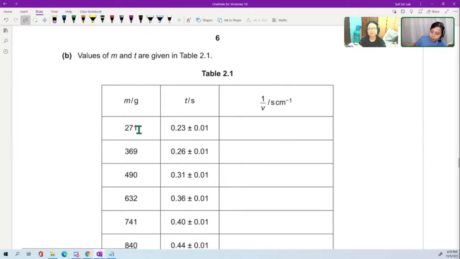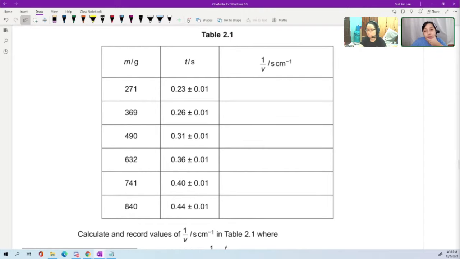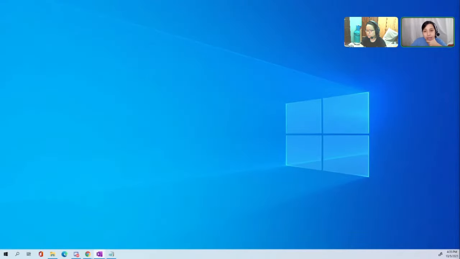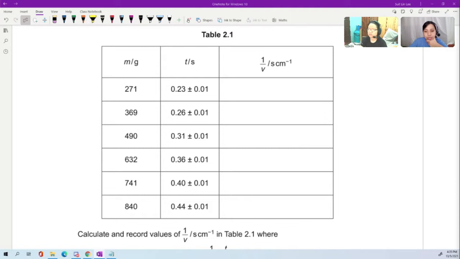This is where you will need to press lots of calculator. So usually they'll give you a blank spot to write the values and uncertainty. Okay, so if you see the instruction down there, they say calculate and record 1 over v, and they give you an equation to calculate 1 over v down there.